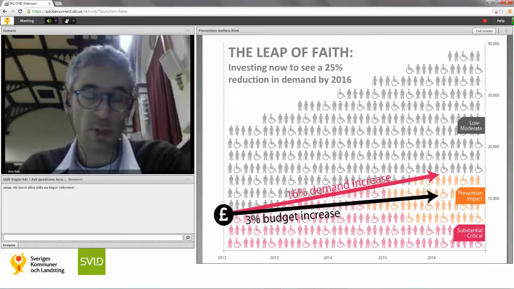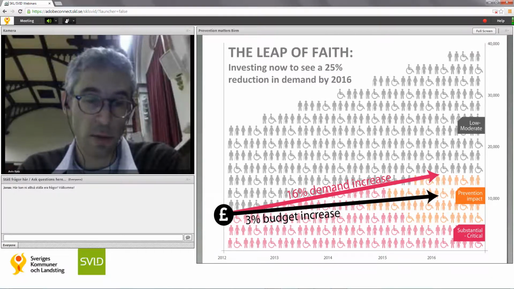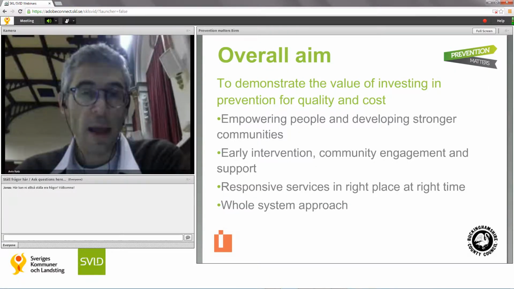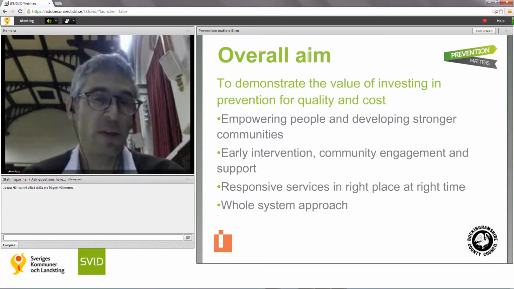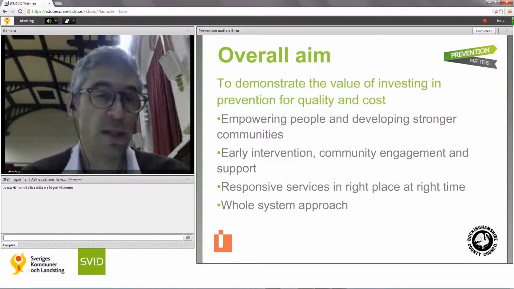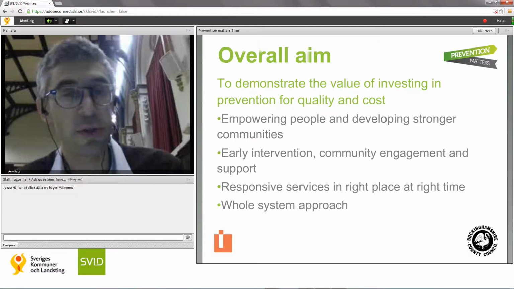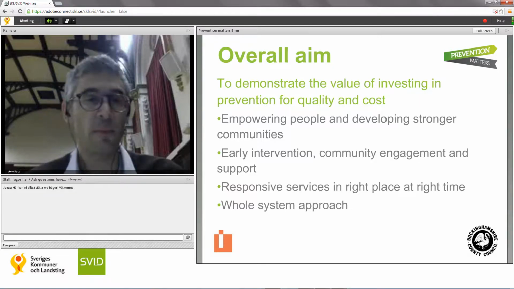So as you see there is a projected 3% budget increase over the next 4 years, coupled with a 16% demand increase as projected by the local statisticians. The aim of the program is therefore to demonstrate the value of investing in prevention for quality of life, for quality of treatment, and to reduce the cost of delivery. There is definitely an economic imperative behind this, but it's not only that.